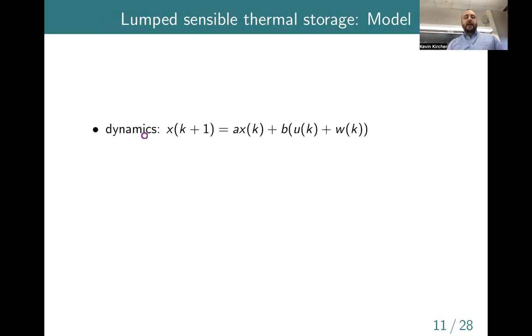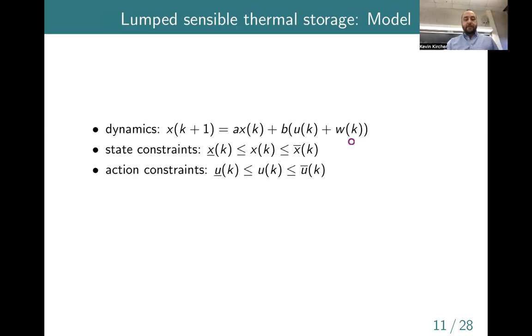All right, so the dynamics now look slightly different. So we still have X next is equal to the old X times A plus B times U, but now we also have a disturbance term W in the dynamics here. And then we have our capacity constraints, which in general can be time varying. And our power equation in this case is much simpler. It's just a linear relationship.